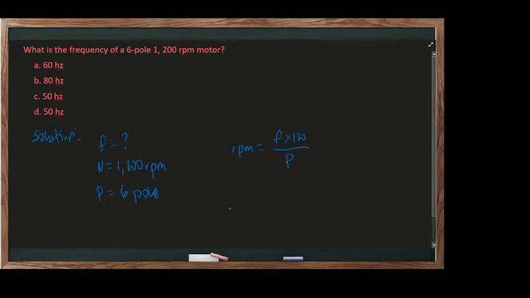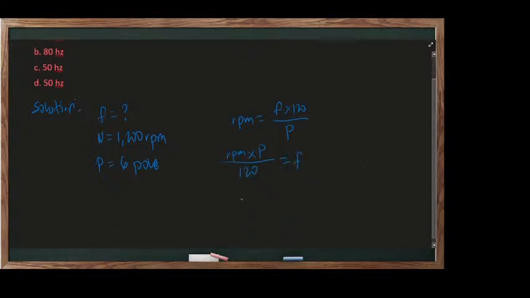So paano natin kukunin yung ating frequency? Lipat natin sa kabila. So we have RPM times P, lipat sa kabila, yung frequency pa yung hinahanap. Yung lipat sa kabila is yung 120, so kaya magiging RPM times P over 120 is equal to F. Yung F natin is yung frequency. So yung speed natin, o the RPM, is 1200, yung ating pole is 6 over 120. So yan yung ating frequency, no?